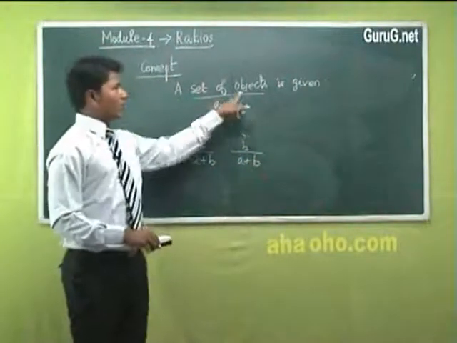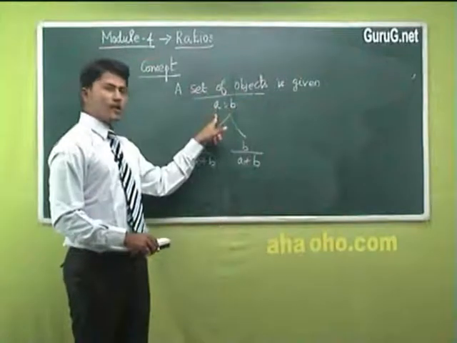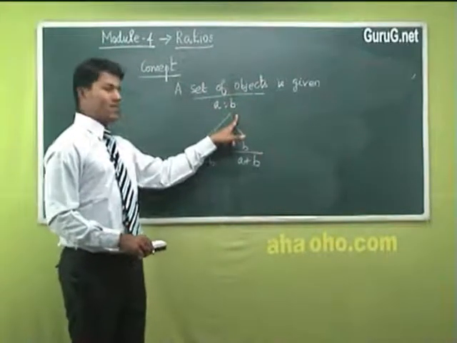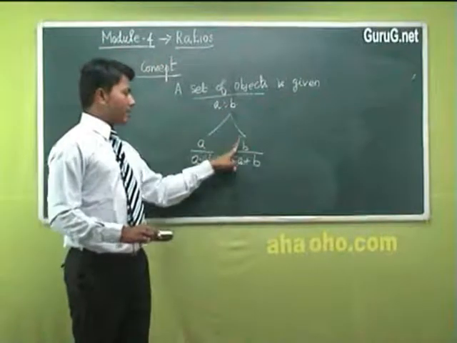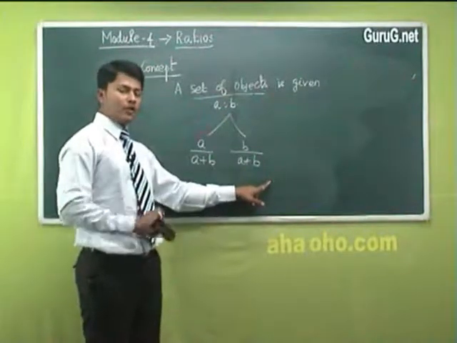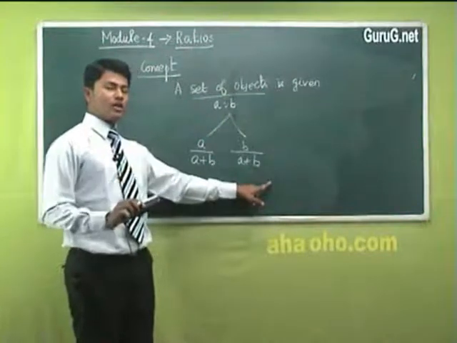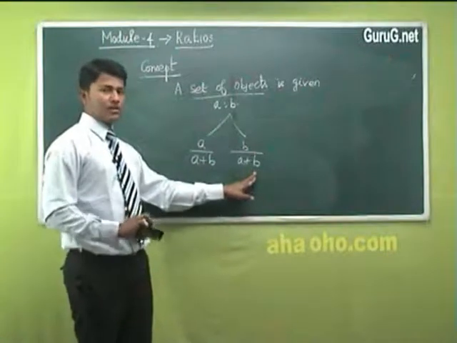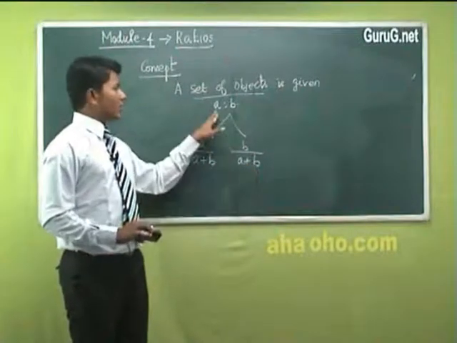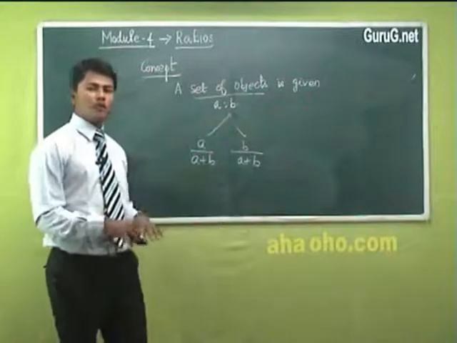So, to divide a set of objects in the ratio A is to B, partition such that each group contains A by A plus B elements and B by A plus B elements. If you are dividing your given set of objects such that each group contains this number of elements, it means that you are dividing the set of objects in the ratio A is to B.